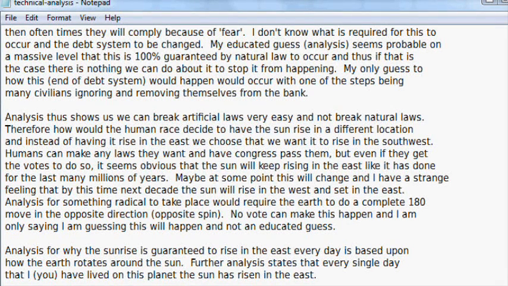Maybe at some point this will change. And I have a strange feeling that by this time next decade, the sun will rise in the west and set in the east. That's a different story. However, analysis for something radical to take place would require the Earth to do a complete 180 move in the opposite direction, or an opposite spin, a counterclockwise spin from clockwise, something like that. But no vote can make this happen, and I am only saying I am guessing this will happen, and not an educated guess for the opposite spin. But we'll wait and see.